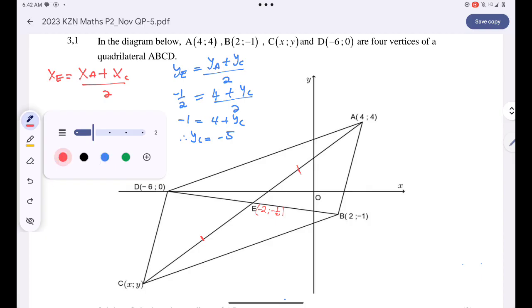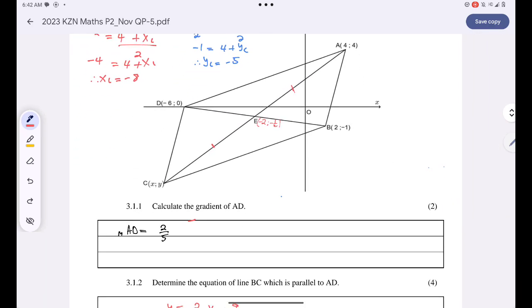Okay, let me go and find the x value. I know that the x value at E is negative 2, right? And the x value at A is 4. I want to find the x value at C. Okay, I'll just multiply both sides by 2. I'll simply have negative 4 is equal to 4 plus the x value at C. Therefore, the x value at C is equal to negative 8.